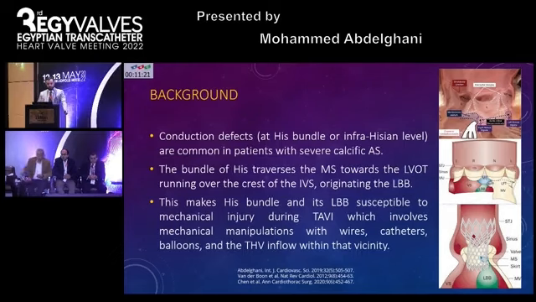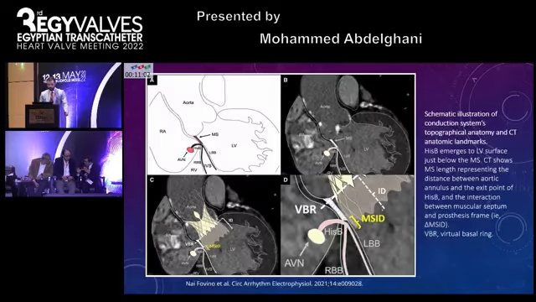The bundle of His traverses the membranous septum towards the LVOT, running over the crest of the interventricular septum to give rise to the left bundle branch. This makes the His bundle and its left branch vulnerable to mechanical injury during the various steps of the TAVI procedure.